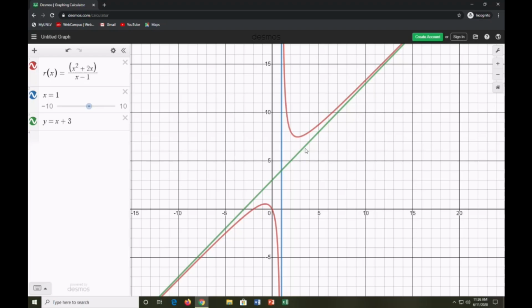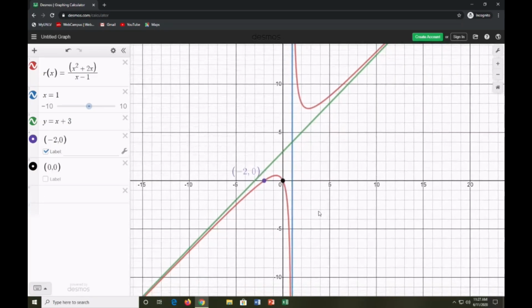So let's also plot the x and y intercepts. So actually the x-intercepts will take care of the y-intercept as well. So we have negative 2, 0, right? That's the x-intercept right there, the purple dot. And of course, the origin is the other intercept right there. Okay. So that's how it looks.